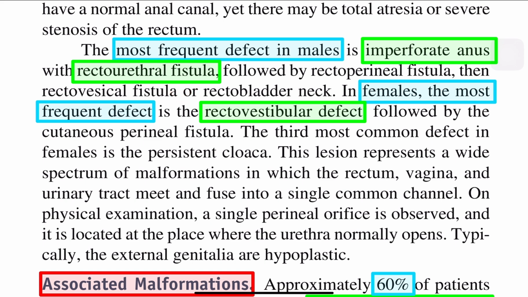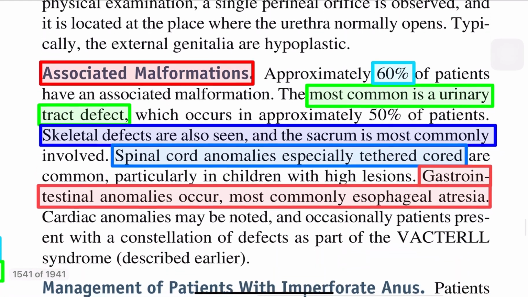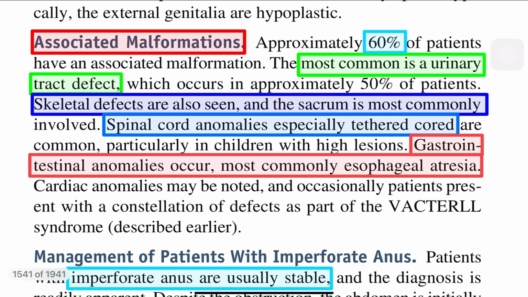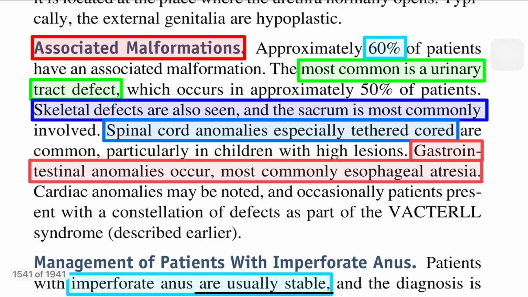In females, it is imperforate anus with rectovestibular defect. Then there are associated malformations. I told you VACTERL anomalies. The most common is the genitourinary defect. In skeletal defects, the most common is the sacrum. In the spinal cord, it is mainly the tethered cord. And in the GI tract, esophageal atresia. These three are important.